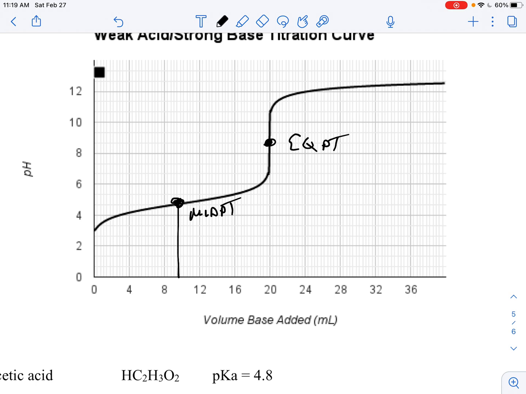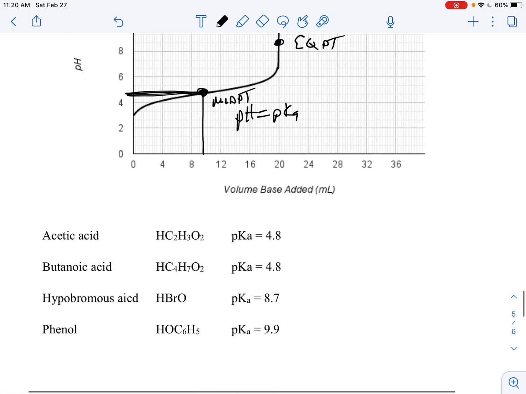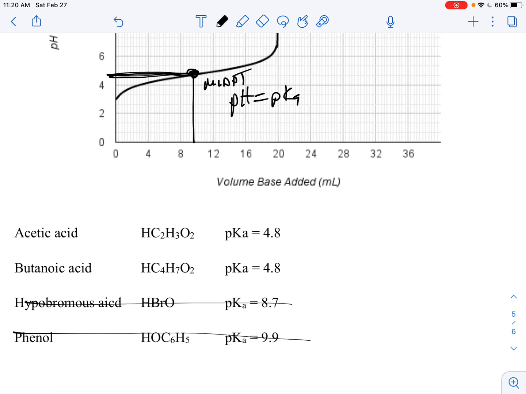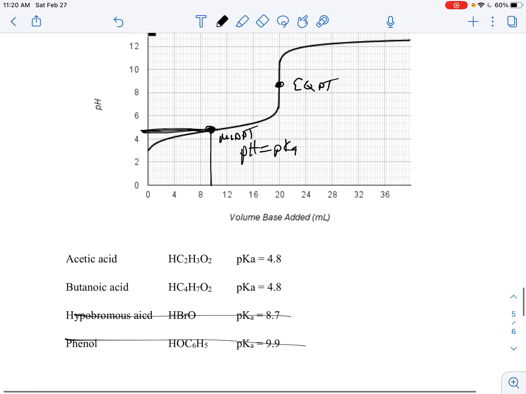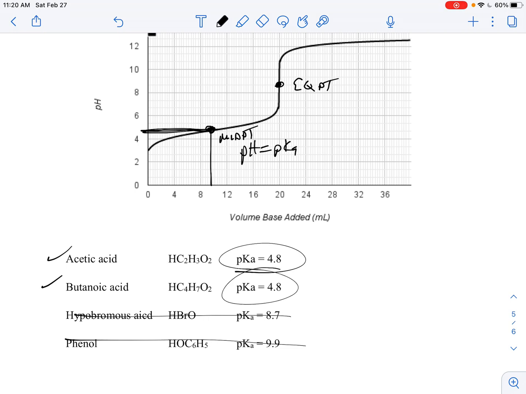And armed with no other information besides this, the midpoint is where the pH is equal to your pKa. If we shoot over here, we can see that the midpoint is in the high 4, approaching 5 zone. So right off the bat, we can eliminate hypobromous acid and phenol as possibilities. It's got to be either acetic acid or butanoic acid, because those have pKa values in the neighborhood of where the midpoint is.